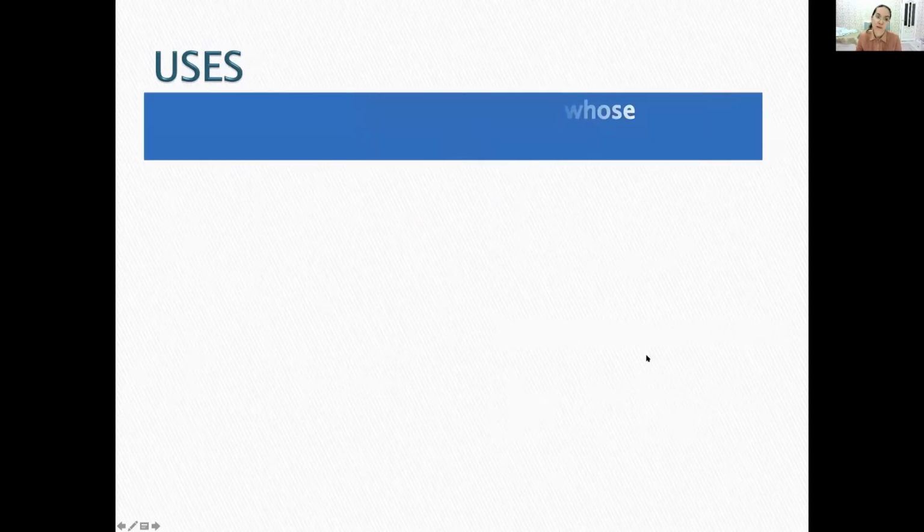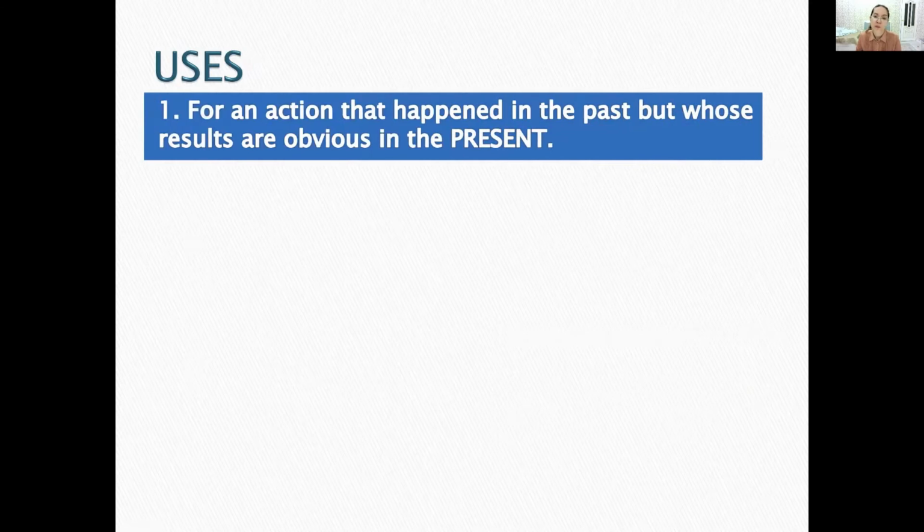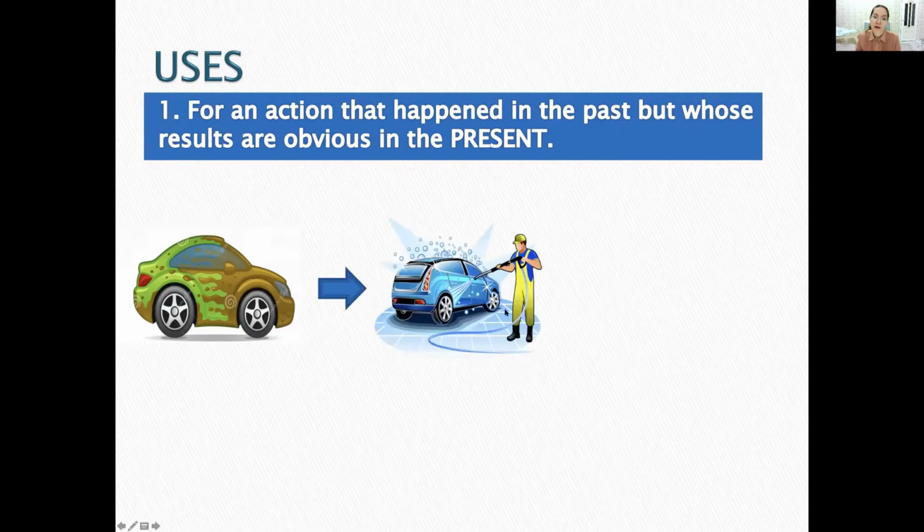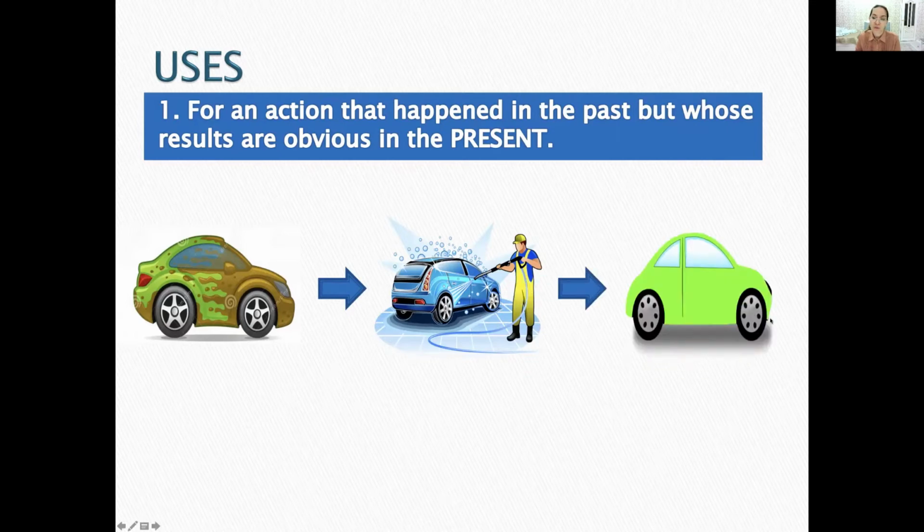Let's go to the uses, when we use the present perfect tense. Firstly, we use it for an action that happened in the past, but whose results are obvious in the present. Okay, the action happened in the past, but it has a connection to the present. So let's look at this. This car is dirty, yeah? And the action is that the man is washing this car. In the present now, the car is clean, yeah?